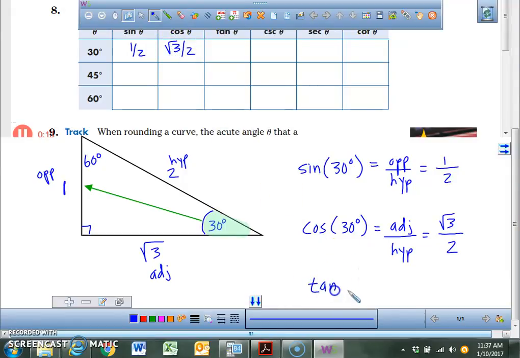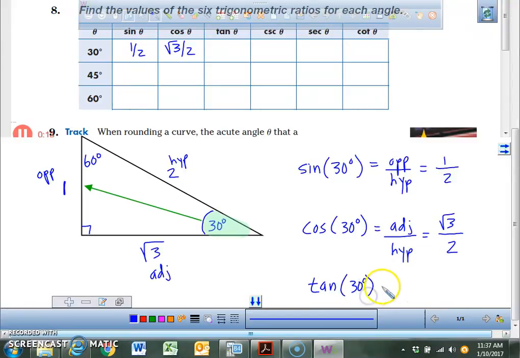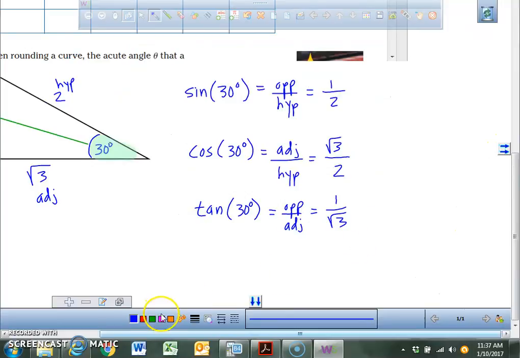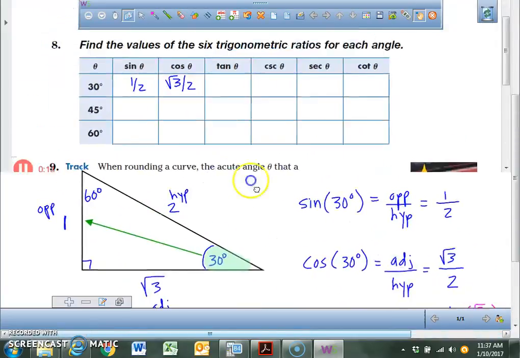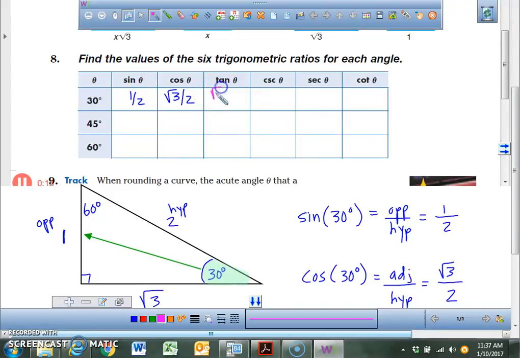Last but not least, let's do the tangent of 30, which is the opposite side in relationship to the adjacent side. What is our opposite side? 1. Adjacent? Uh-oh, we can't have an irrational number in the denominator. What are we going to do? I'm so confused. I like it. Multiply by radical 3 over radical 3. And what does that do to the denominator? It rationalizes the denominator. So now that is the correct answer for the tangent of 30. So right here, we write tangent of 30 degrees is radical 3 over 3.